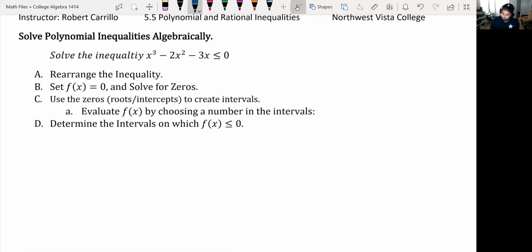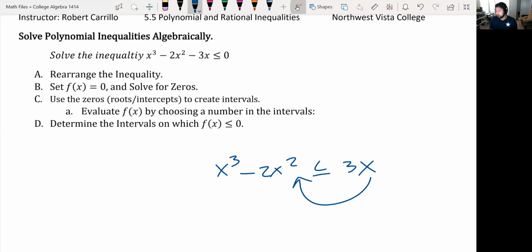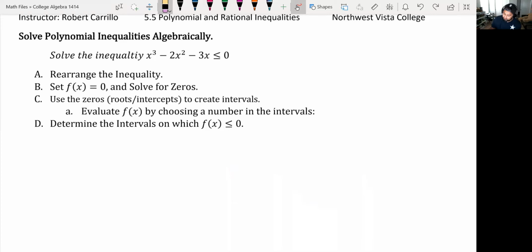So let's say the problem started off as x cubed minus 2x squared less than or equal to 3x. When we say rearrange, we mean have 0 on one side. So you would move the 3x over and end up with the inequality above. That's what the first step is always about. Can you rearrange it? You probably should. You want all the terms on one side and 0 on the other. This one can't be rearranged because it's already in perfect form, so we're going to move on to step B.